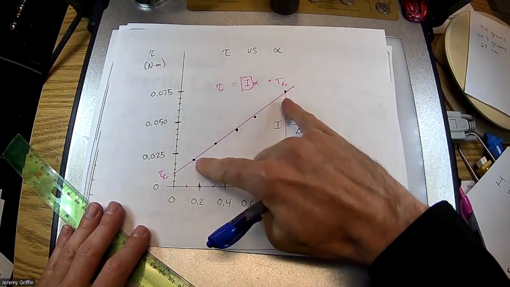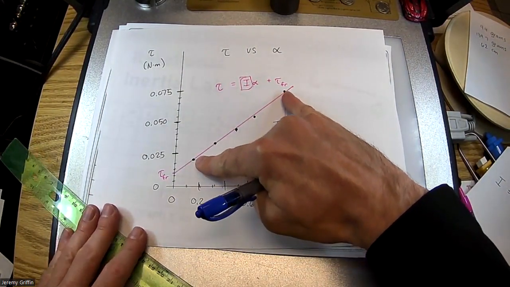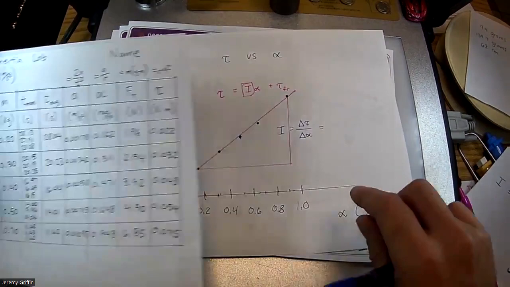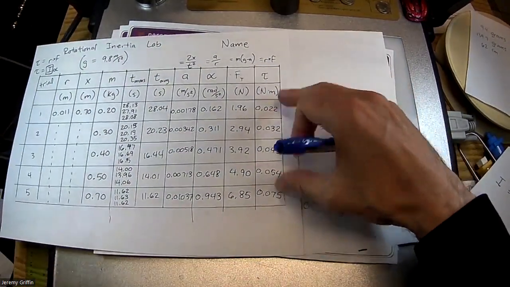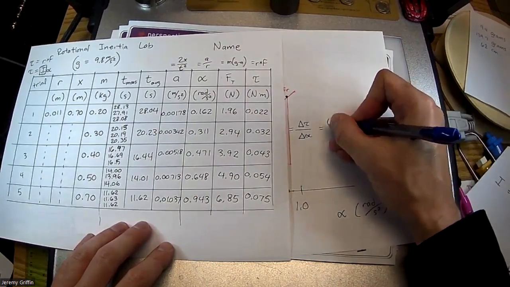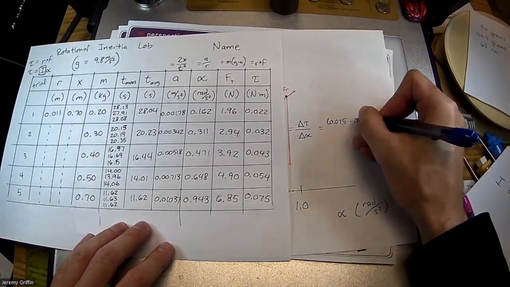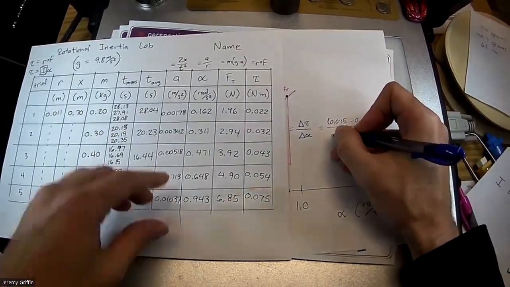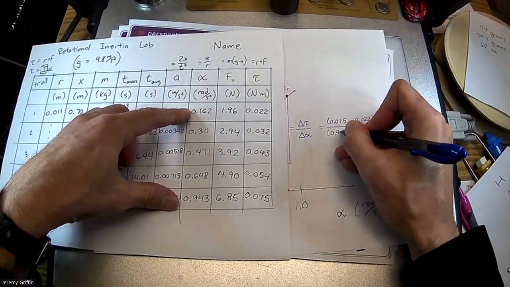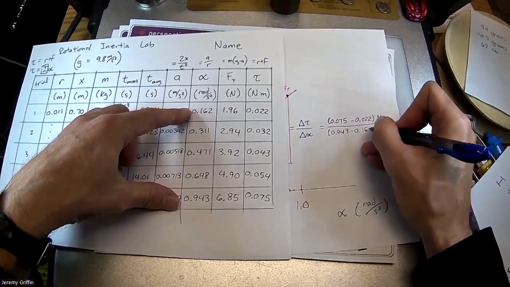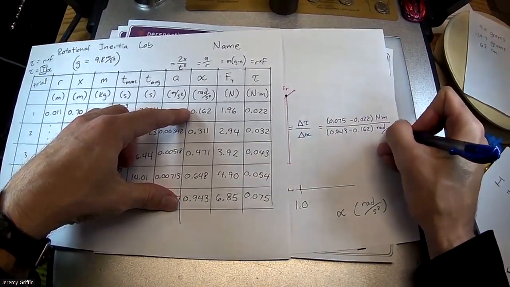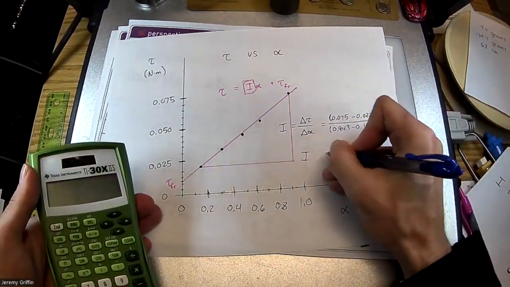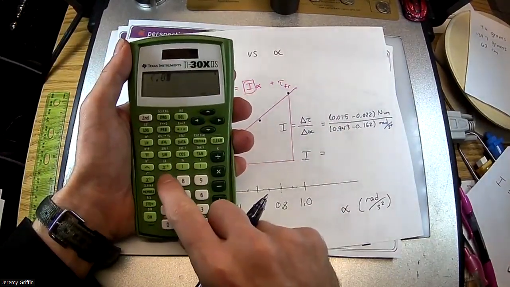It looks like my line pretty well goes through these two points, so I'm going to say it does and just use those. Here's the data table. Let's do rise over run. So rise is 0.075 minus 0.022 newton meters, and the run is 0.943 minus 0.162 radians per second squared. So rise over run, I equals 0.075.